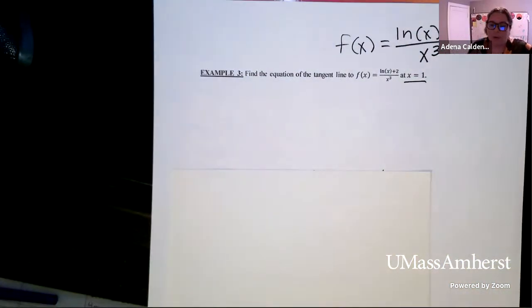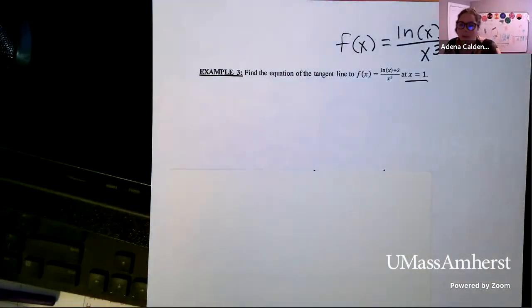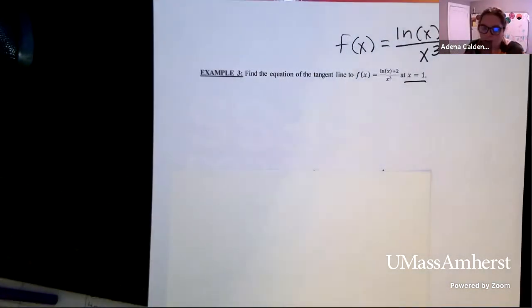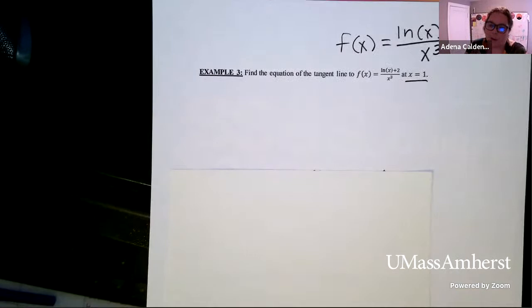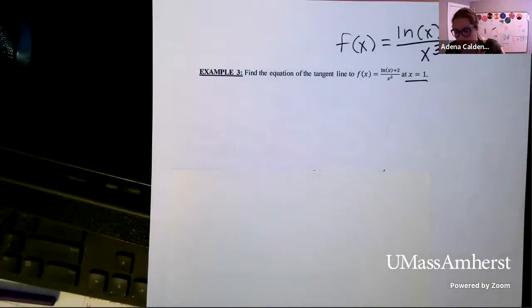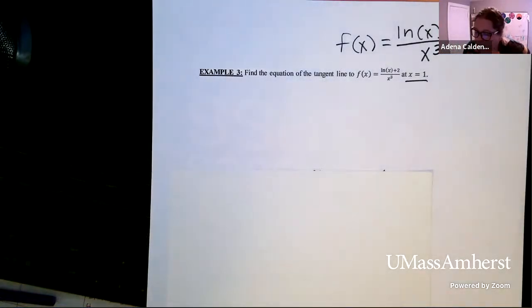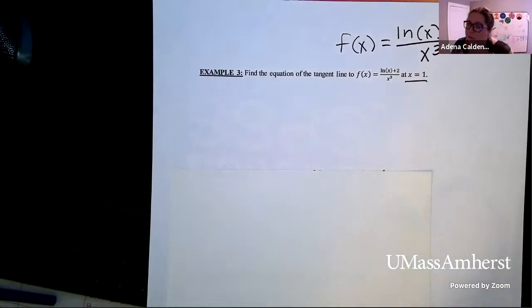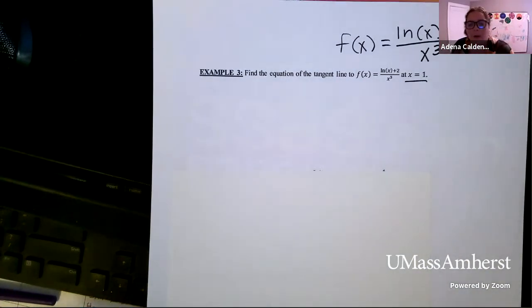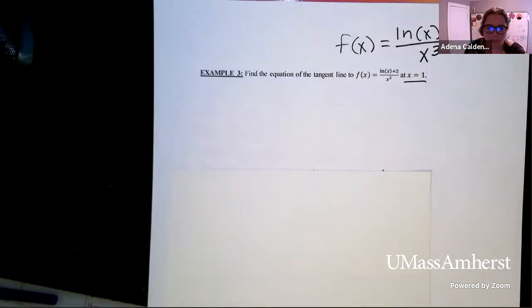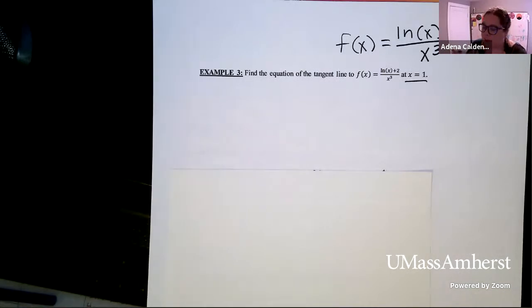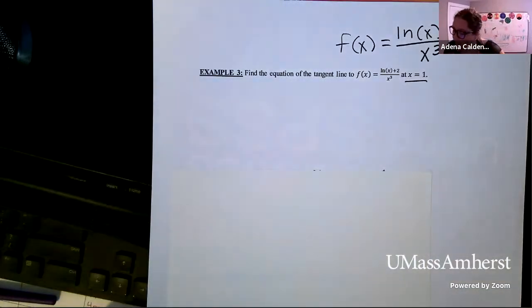Process is the same as we've always done for tangent lines. We need a point, we need a slope, we need to put it together to get the equation of a line. The difference here is that when we find our derivative, in order to talk about the slope, we're going to be doing a quotient rule. Okay, so I'm going to give you another 2 minutes to try this one out. Again, process is the same as we've been doing for all of the equation of the tangent lines. So give it a try and then we'll go through it together.